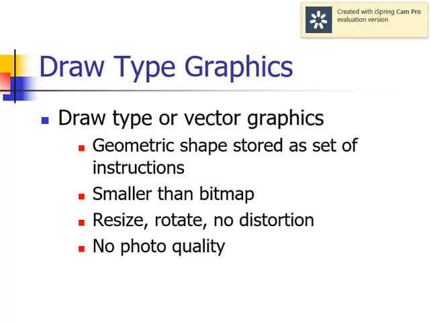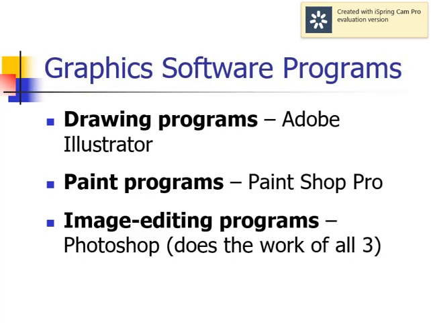Draw type graphic or vector graphic is a geometric shape stored as a set of instructions. It is smaller than a bitmap graphic. It can resize and rotate with no distortion, and the photo quality is lower than the bitmap. So vector graphics are computer graphic images that are defined in terms of 2D points which are connected by lines and curves to form polygons and other shapes. For example, PNG file.